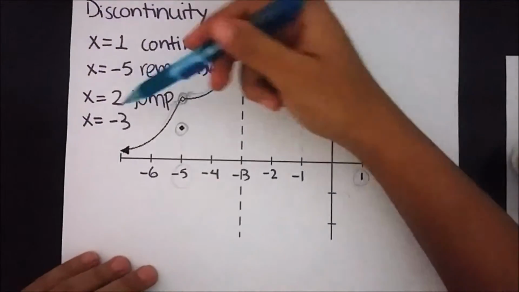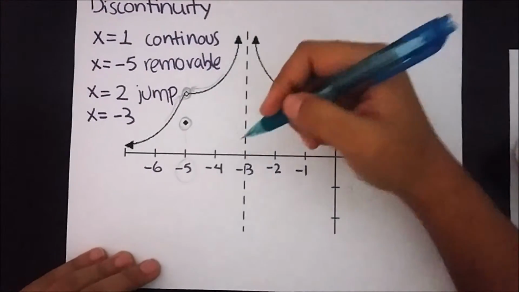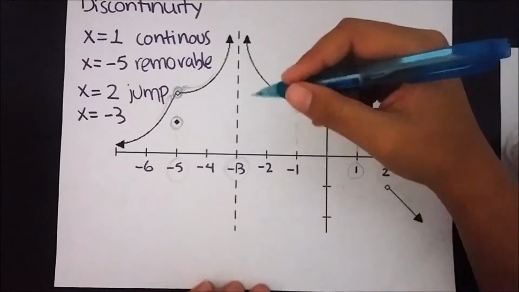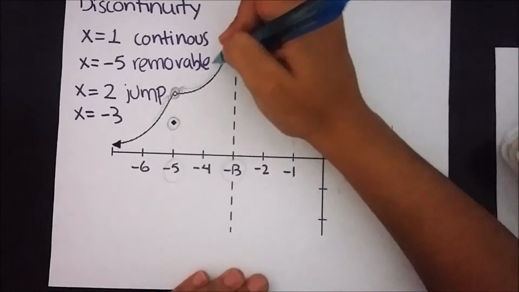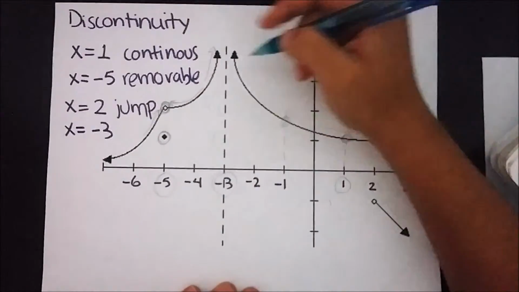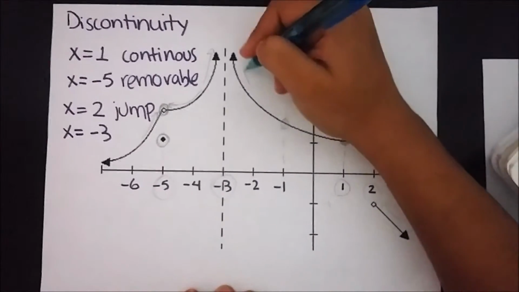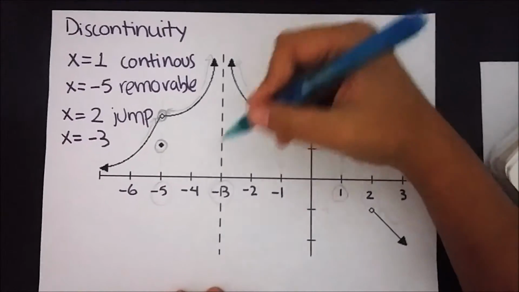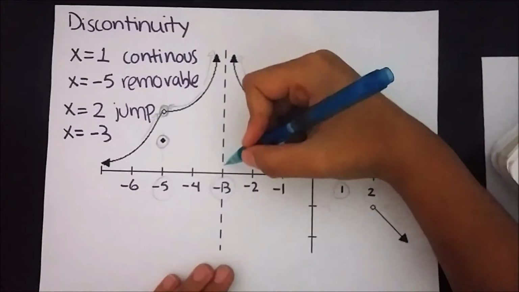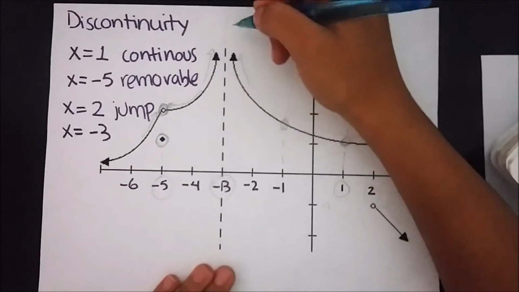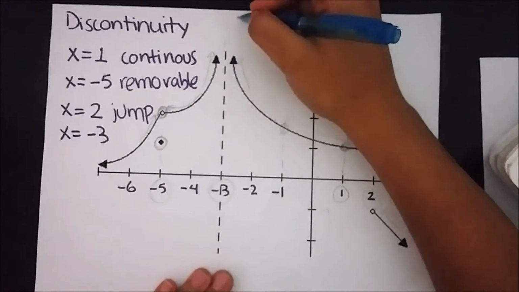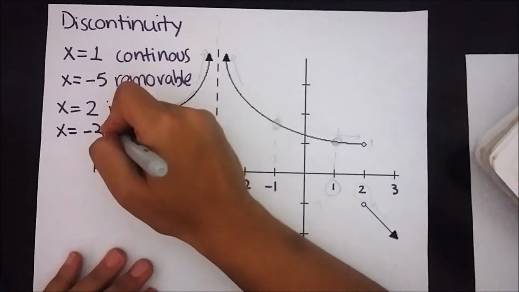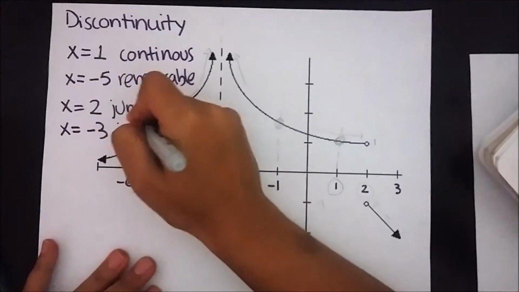Now, when x is equal to -3, from the negative side it is going to infinity, and from the positive side it is going to positive infinity. So in this kind, we know that we have an asymptote and both sides are going to positive infinity, so this kind of discontinuity is infinity discontinuity.